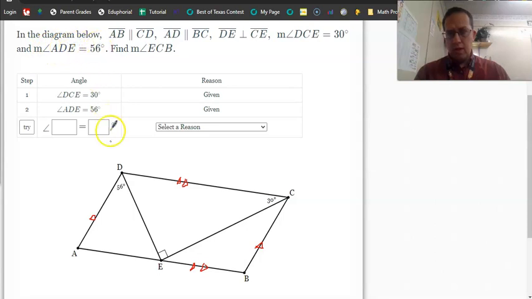The measure of angle ADE is 56 degrees, that's marked. We are looking for the measure of angle ECB. Okay, so right here, ECB, this is what I'm looking for. Okay, so let's see how we can get there.